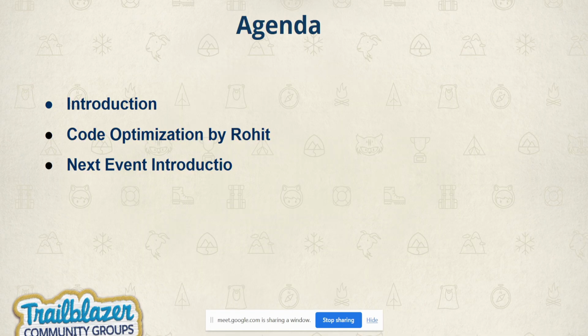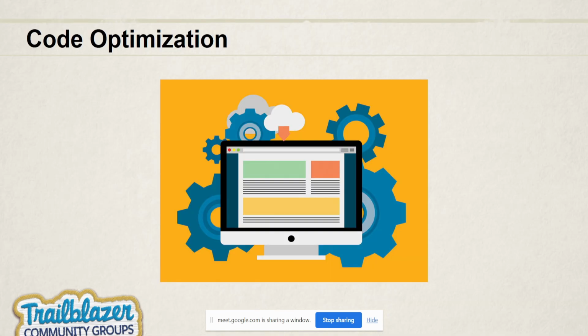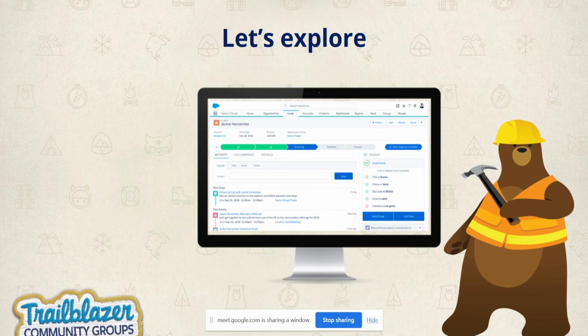Let me move into the agenda. Today we will see code optimization, and how to write efficient and robust code in our day-to-day routine development. I will show you the introduction first, and then we will see lots of code snippets and how to optimize our daily routine code. Then we will see the next event introduction. So this is the code optimization topic, and let's explore all these things.